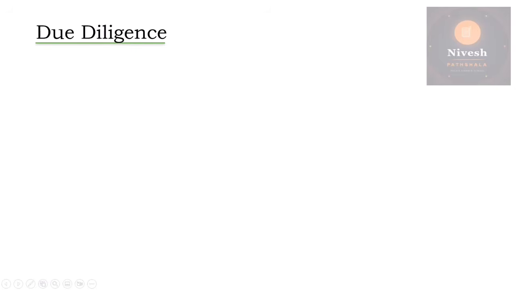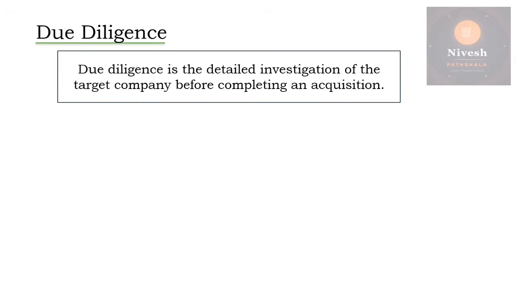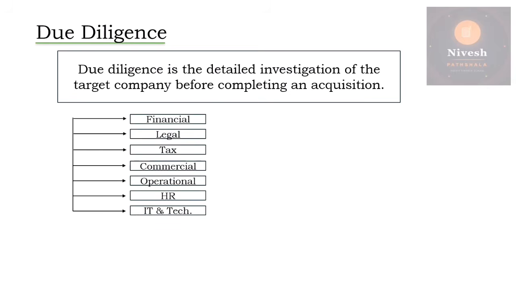Okay. After the total valuation process is completed, now we move on to due diligence. So, what is due diligence? Due diligence is the detailed investigation of the target company before completing an acquisition. What types of investigation are we doing? Financial, legal, tax, commercial, operations, HR, IT, and tech. We go through all these departments thoroughly and investigate before we acquire that company. That's called due diligence.